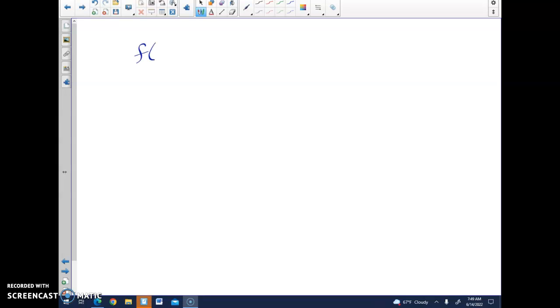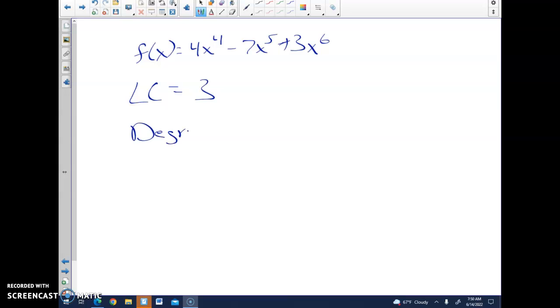All right, so for the problem, f of x equals 4x to the 4th minus 7x to the 5th plus 3x to the 6th. The leading coefficient is 3. And the degree is 6. The highest exponent represents the degree. The leading coefficient is the coefficient in front of the variable with the highest exponent.